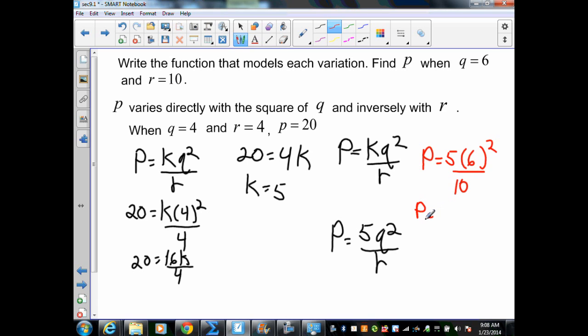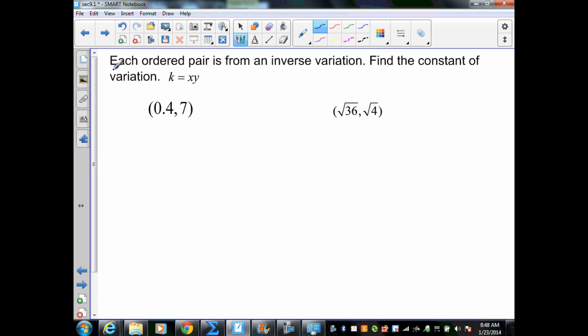Simplifying, P equals 5 times 36 over 10. The easiest way to do this, rather than multiplying, is to simplify the fraction. So I can get P equals 36 over 5 and 10 simplified to 1/2, which is just 36 over 2, or P equals 18.